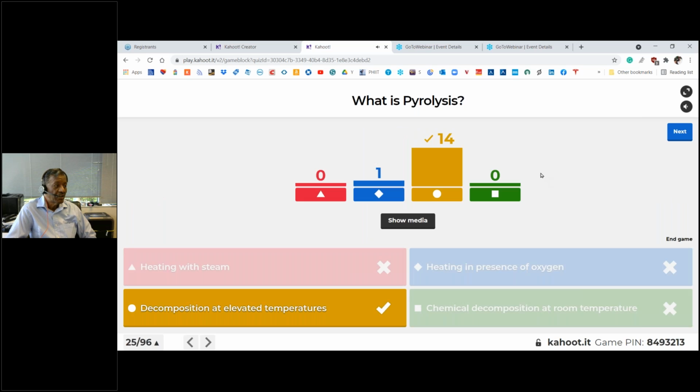Well, almost everybody got it right. Pyrolysis is decomposition at high temperature. Pyro is a Greek word. Pyro means fire, and lysis means breaking or losing. So pyrolysis is breaking of molecules with heat. It is defined as thermal decomposition of organic materials at elevated temperatures in the absence of oxygen. It is also called thermal cracking.